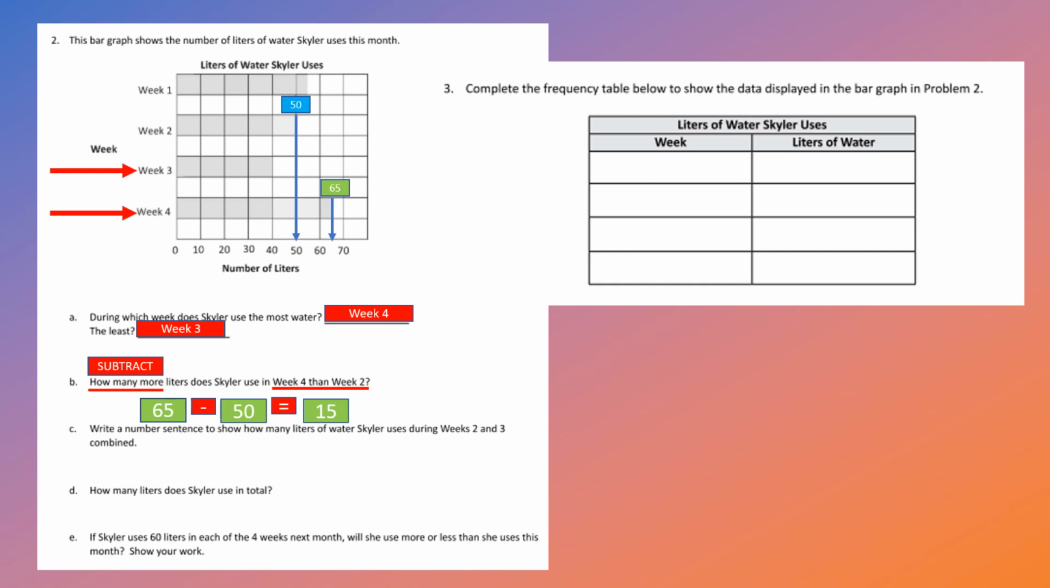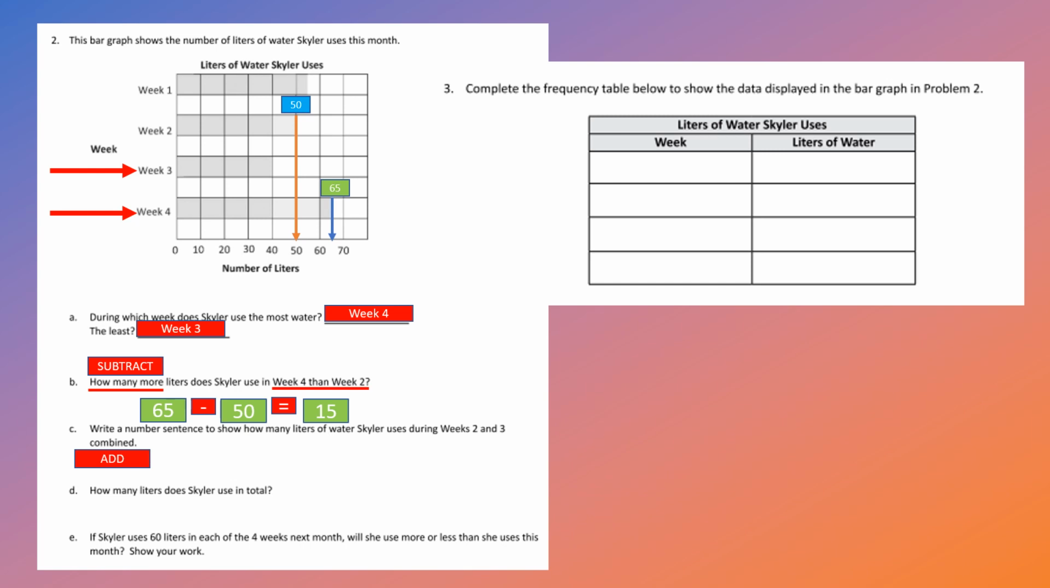Let's take a look at C. C says, write a number sentence to show how many liters of water Skylar uses during weeks 2 and 3 combined. Think about what combined means. Combine means to put something together. So I want you to underline that word combined, and I want you to write the word add underneath combined, because to combine means to add. What are we adding? Weeks 2 and 3.